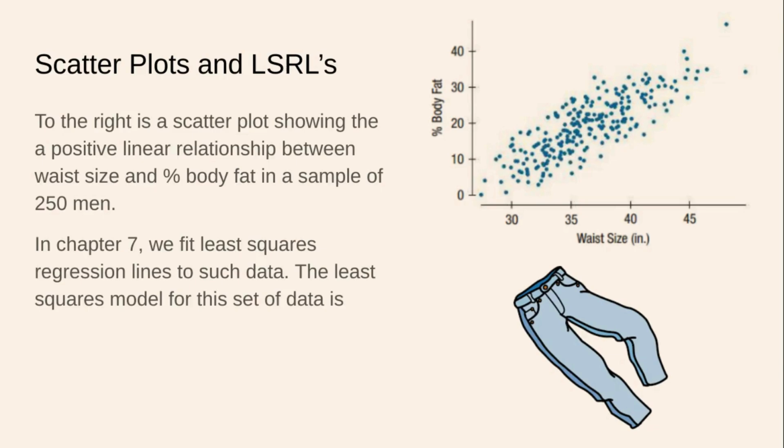In Chapter 7, remember Chapter 7, that was a long time ago, we fit least squares regression lines to such data. The least squares model for this set of data is the predicted, and that's what that hat means on top of percent body fat, the predicted y value, is equal to negative 42.7 plus 1.7 times the waist size. And you will recall that variables are, we would say, meaningful. It's not just x and y, it's waist size that helps us estimate the percent body fat.